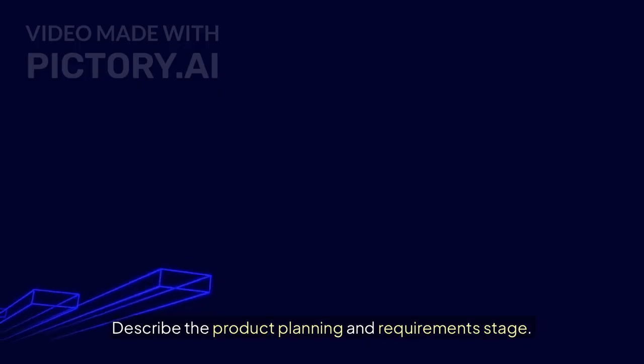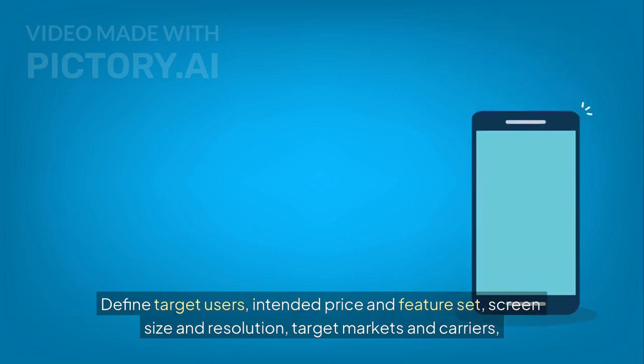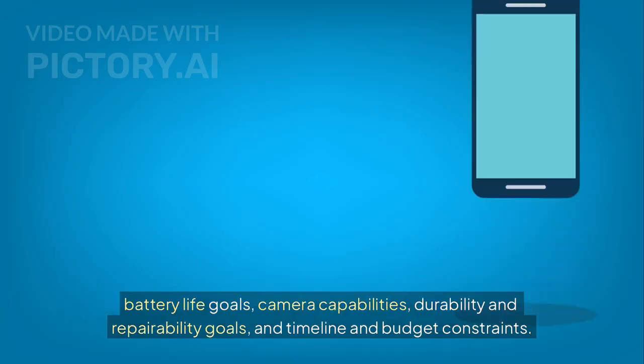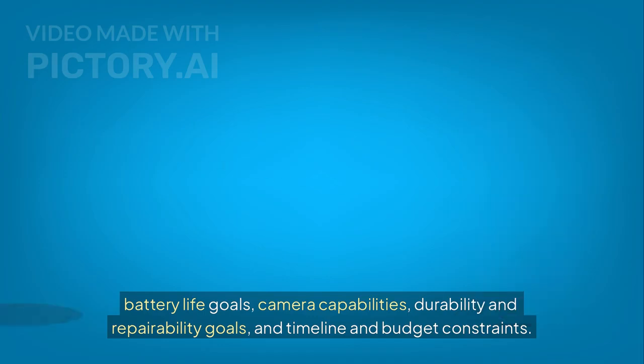Describe the product planning and requirements stage. Define target users, intended price and feature set, screen size and resolution, target markets and carriers, battery life goals, camera capabilities, durability and repairability goals, and timeline and budget constraints.